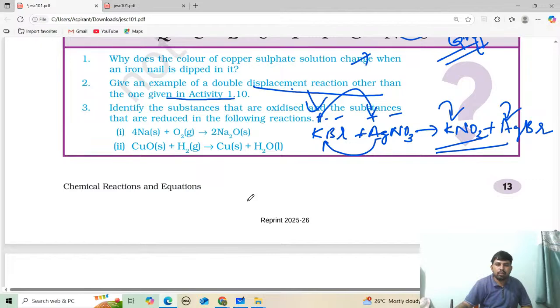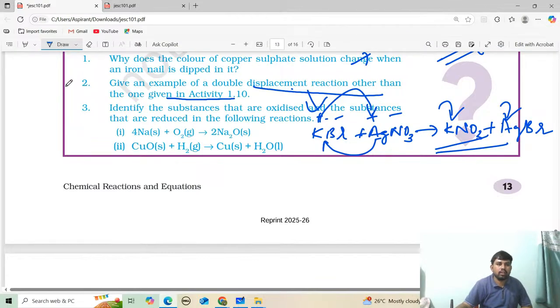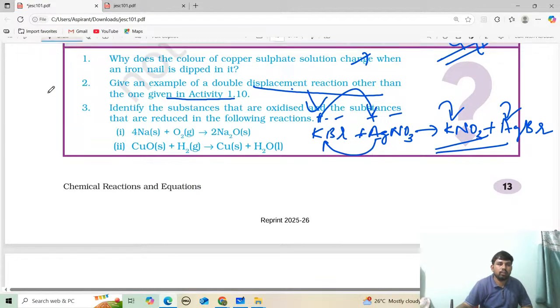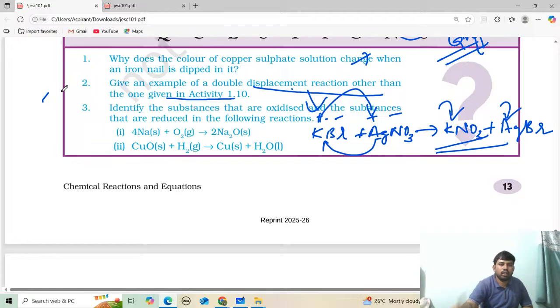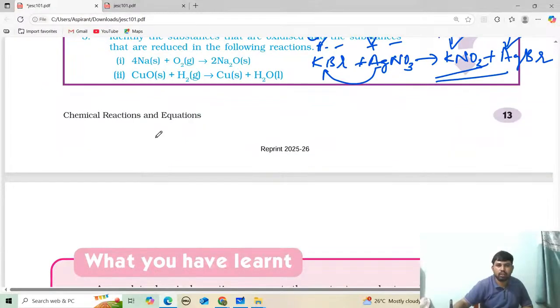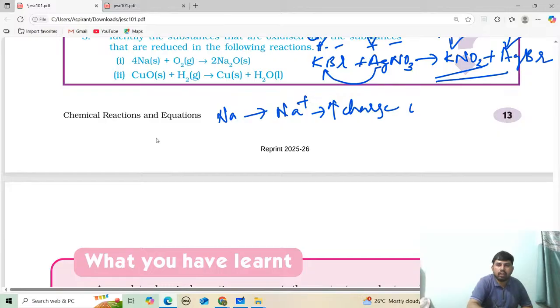Identify the substances which have undergone oxidation and reduction. They are asking you to identify the process of oxidation and reduction. I can take an example here. Na becomes Na plus in the first process. That's why it is an increase in the charge, so I can say it will be oxidation.